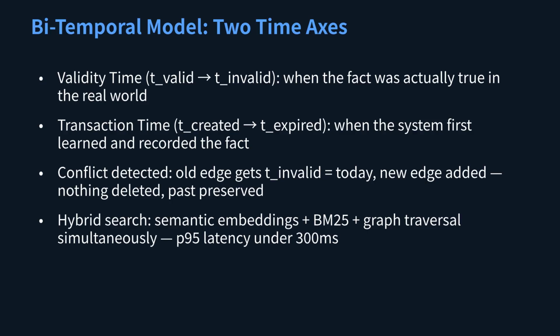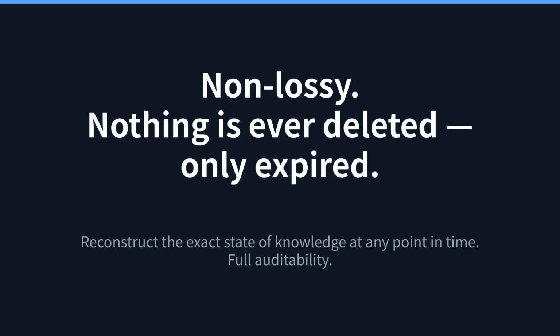When the agent learns the user moved to London, it doesn't delete the New York record. It sets the old edge's T_invalid date to today, marking it expired, and adds a new London edge with a current T_valid. The past survives. It's just marked as history. This makes it possible to reconstruct the exact state of knowledge at any point in time, critical for any system that needs to be auditable. Non-lossy. Nothing is ever deleted, only expired.